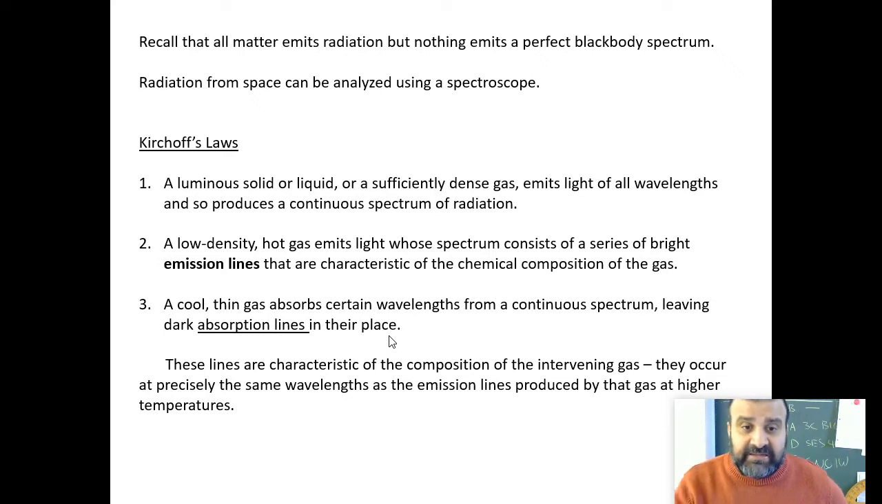So what this means is, especially 1 and 3, right, you've got a hot star giving off a continuous spectrum of radiation. That radiation travels through that star's cooler atmosphere, and that cooler atmosphere then absorbs some of that radiation, creating absorption lines. These absorption lines are specific to certain elements. Okay, elements have their own set absorption lines and emission lines.